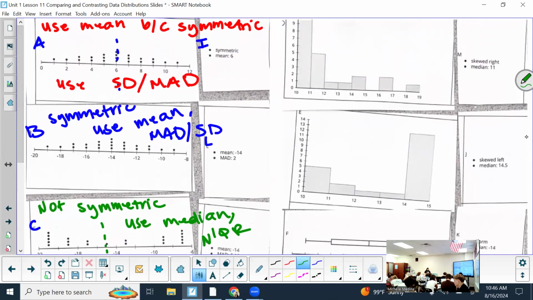Up at the top, data set D. That description best went with M, where it is skewed right, and the median is 11. So when it is skewed, should I use the mean or median? Is skewed symmetric? No. So then I should use mean or median? Median. And then should I use IQR, MAD, or standard deviation? IQR.